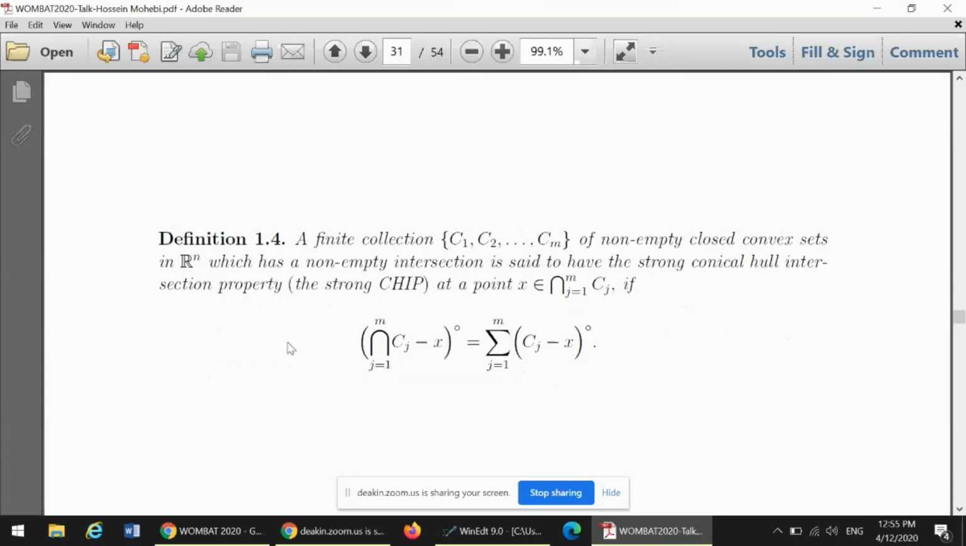We now give the definition of the strong conical hull intersection property. A finite collection C1, C2, ..., Cm of non-empty closed convex sets which has a non-empty intersection is said to have the strong conical hull intersection property at a point X if this equality holds.